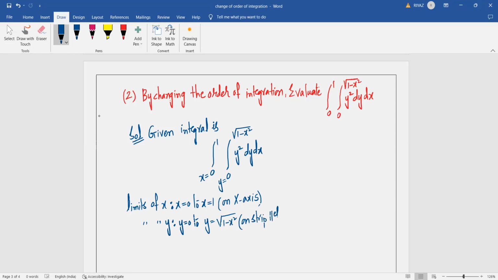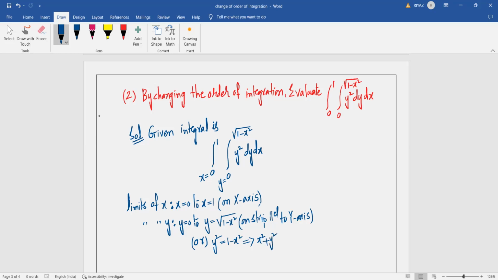Parallel to the x-axis. Over the x-axis, it is the y-axis. If you want to see it more clearly, squaring on both sides, you will get y square is equal to 1 minus x square, and if I simplify further, it means that we are actually getting a circle: x square plus y square is equal to 1.